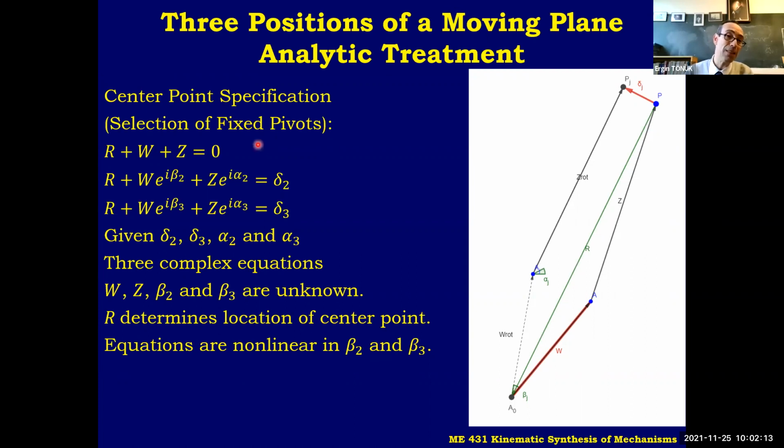Since we have 3 complex equations, 2 complex unknowns, and 2 scalar ones, that is actually you have 6 scalar equations: 2 unknowns for W, 2 unknowns for Z, 1 for beta 2, and 1 for beta 3. You have 6 unknowns. So once you select the location of A0, you have a unique solution.